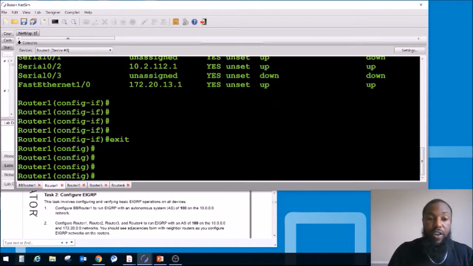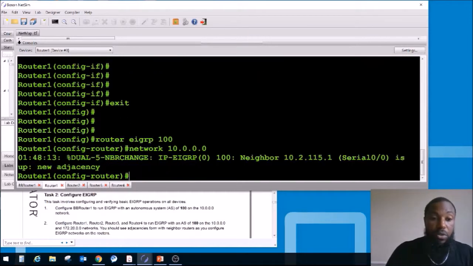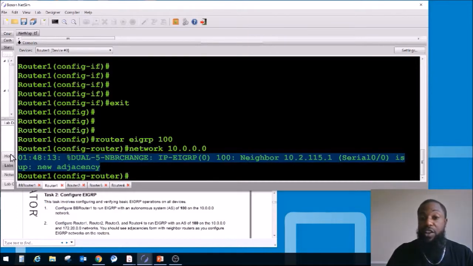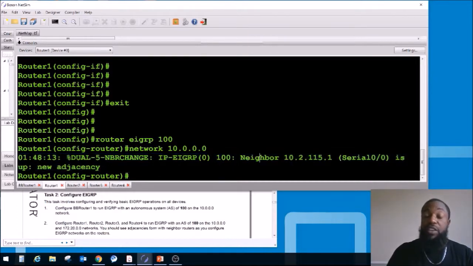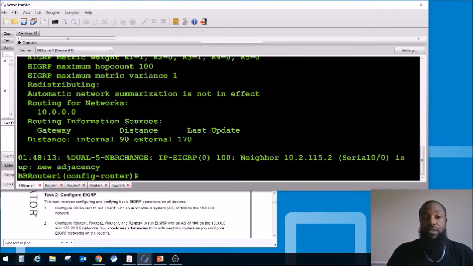On Router 1, configure EIGRP. We're going to do the same thing we did on the backbone router: router EIGRP 100, network 10, and that's pretty much it. There goes the adjacency right there. We've gotten an adjacency with the neighbor at 10.2.1.1. Who is that? I believe that's the branch router, the only other router running EIGRP right now.